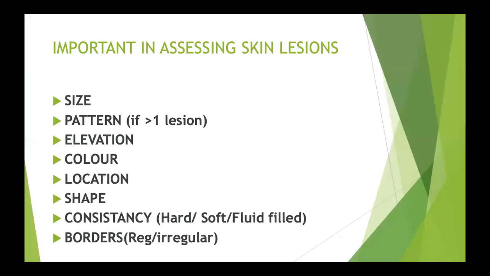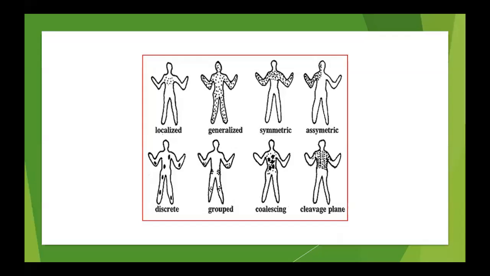So these are the important aspects in assessing a skin lesion. If you're defining a skin lesion, you should tell us about the size, the pattern, elevation, is it elevated or not? The color, is it erythematous, or is it just a hyperpigmentation or hypopigmentation, the location of the lesion, the shape, consistency, and the borders. This is some of the patterns of the distribution of the lesions on the body.